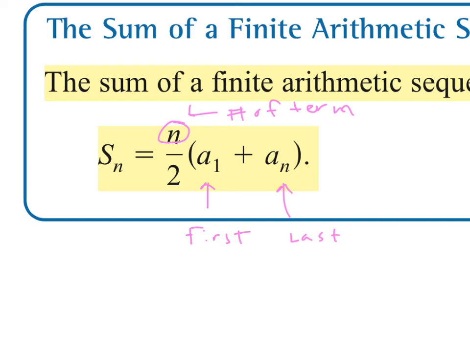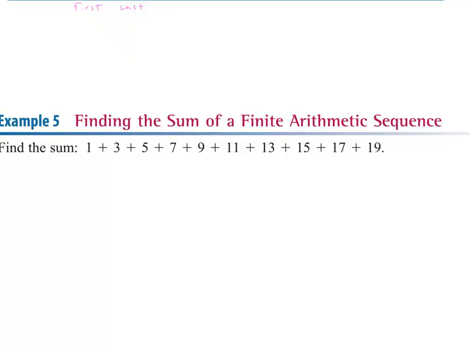So let's look at example 5. For this one, we could just add in our calculator, 1 plus 3 plus 5 plus 7 plus 9 plus 11. But if it asked you for the sum of a sequence with 100 terms, that would be a lot more work. So what we can do is plug it into our formula. So how many terms do we have here?